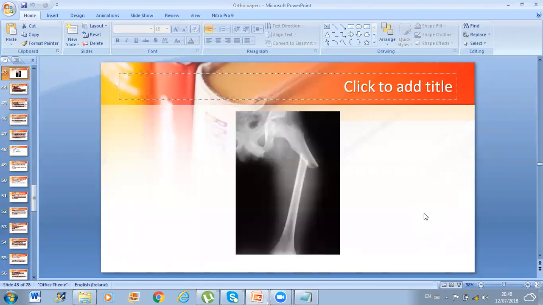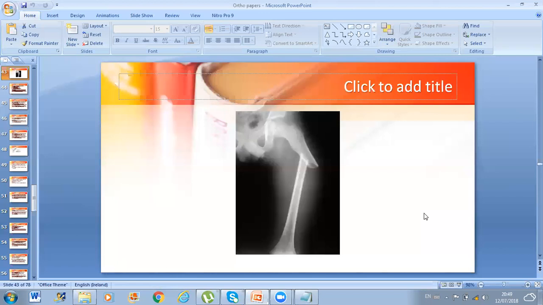So you do ABGs. If serum lactate is less than 2, you can definitely do definitive fixation in this patient. If the serum lactate is 2 to 2.5, you do damage control surgery. And if lactate is more than 2.5, you will shift the patient back to ICU. You are not operating on this patient.